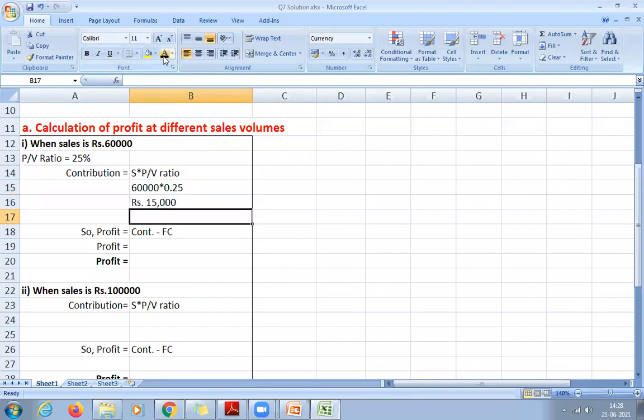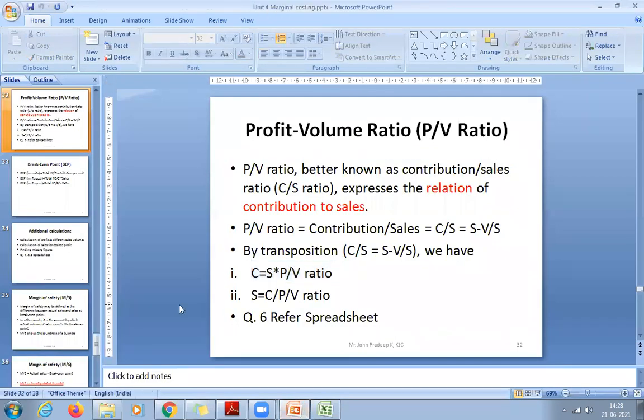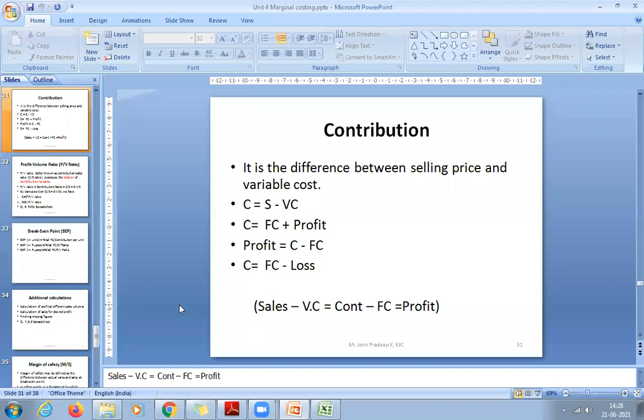15,000. So now I got contribution. So how to calculate profit? We have discussed yesterday, right? The different ways of calculating contribution, and from that we can find out fixed cost. We can find out profit.